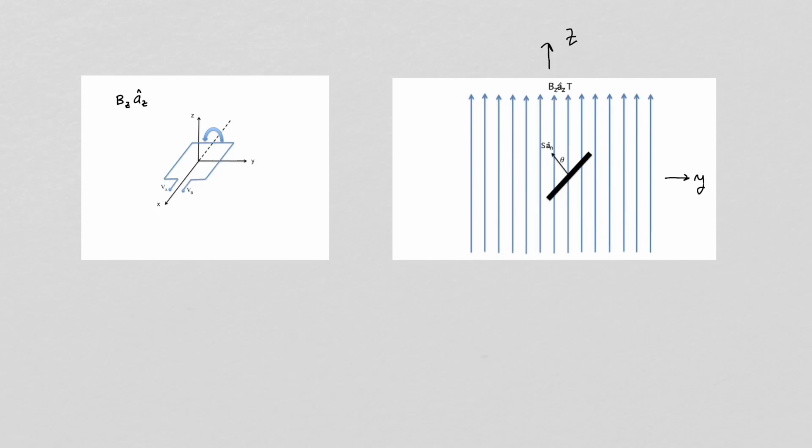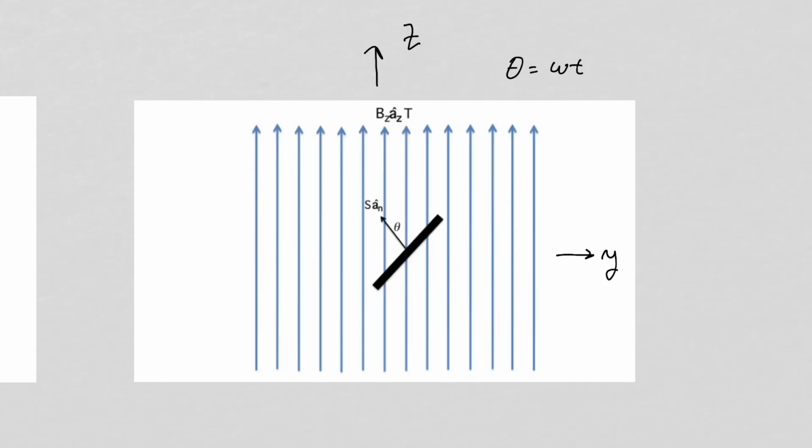Here's a view looking down the x-axis at our coil. The coil is rotating like this about the x-axis. Theta is the angle between the outward normal from the surface and the z-axis. It is rotating with an angular velocity of omega, so the angle theta is equal to omega times time.